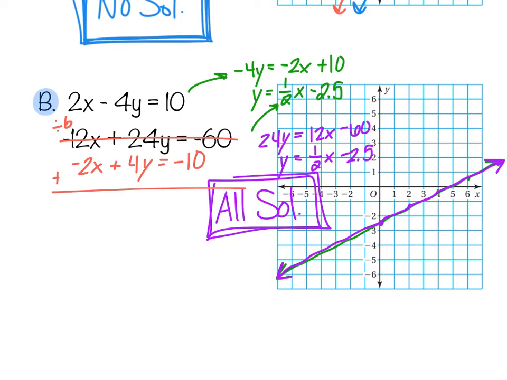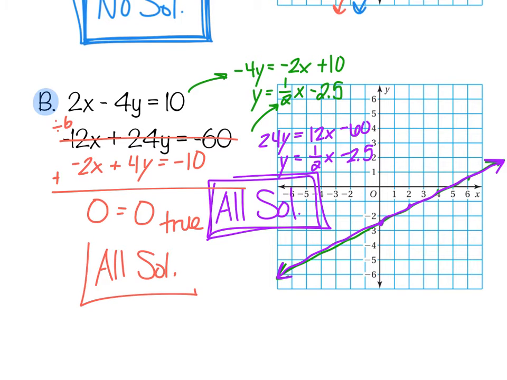And 2x plus negative 2x is 0. Negative 4y plus 4y is 0. So there's nothing left on that side, so it's 0. And then 10 plus negative 10 is also 0. So everything goes away. Everything got eliminated. And I'm left with a true statement. And that's where we would put all solutions. So algebraically and graphically, we get the same answer here.